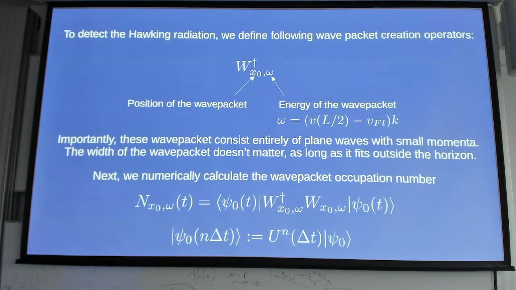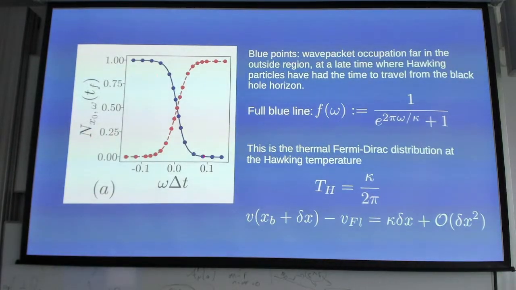And if you do this and you take x0 to be far outside the black hole and you wait long enough, then you see that the occupation of these wave packets, so these blue dots are just numerical data points, and the full blue line is the Fermi-Dirac distribution at the Hawking temperature kappa over 2 pi, where in this lattice model kappa is defined similarly as in the continuum model. It's just the slope of the linear part of this function near the horizon. And it's actually remarkable how accurate this is. It agrees remarkably well with the continuum calculation.